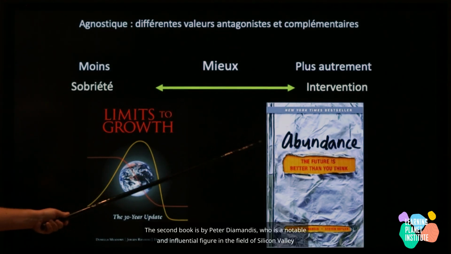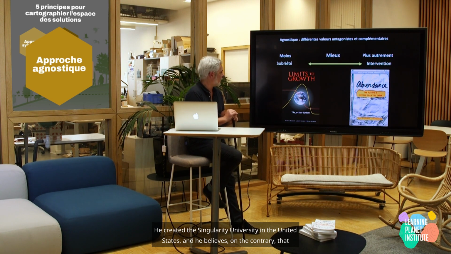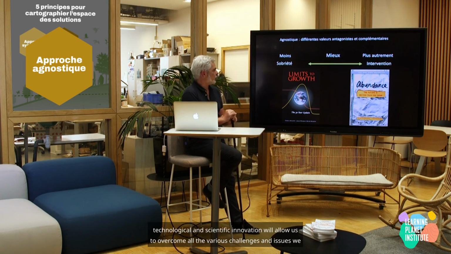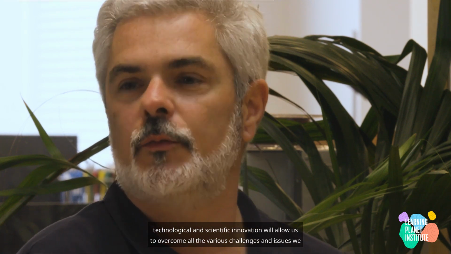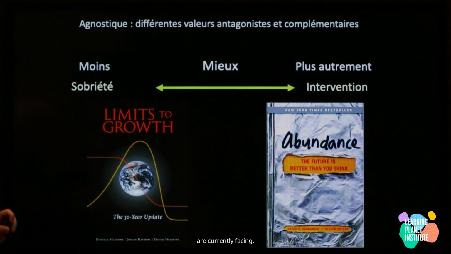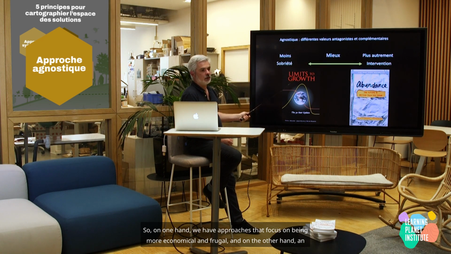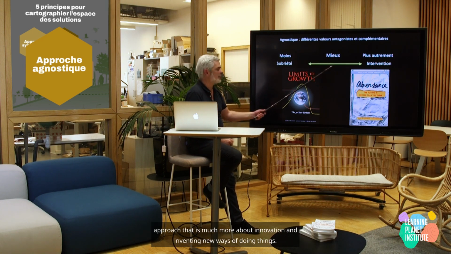The second book is by Peter Diamandis, who is a notable and influential figure in Silicon Valley. He created the Singularity University in the United States, and he believes, on the contrary, that technological and scientific innovation will allow us to overcome all the various challenges and issues we are currently facing. Therefore, he predicts a future of abundance. So, on one hand, we have approaches that focus on being more economical and frugal, and on the other hand, an approach that is much more about innovation and inventing new ways of doing things.